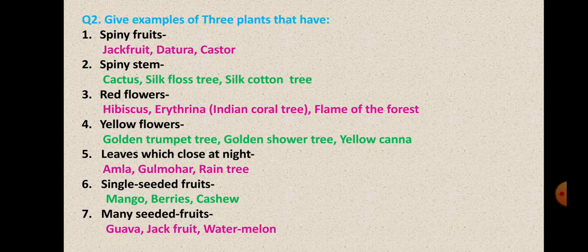Leaves which close at night: amla, gulmohar, rain tree. Single seeded fruits: mango, berries and cashew. Seventh one is many seeded fruits: guava, jackfruit, watermelon. It is not necessary that you have to write these answers only. If you know your own answers, you can write. Okay, let's move.